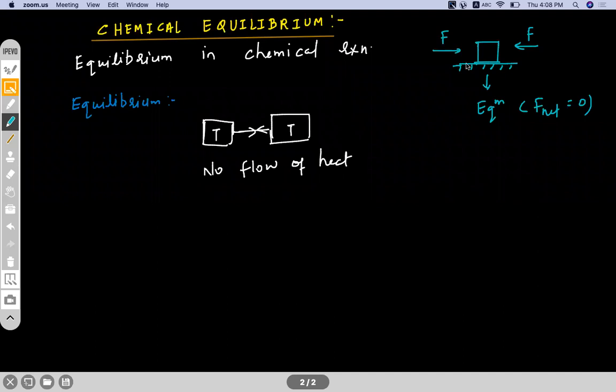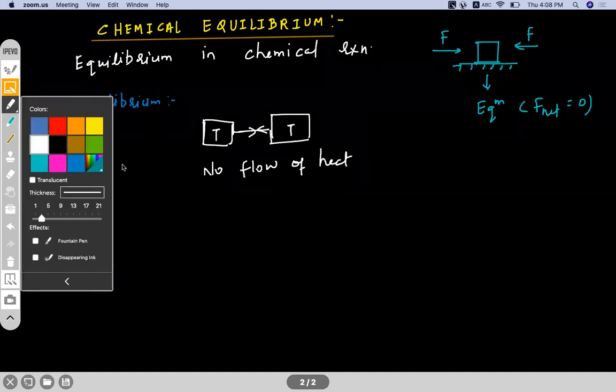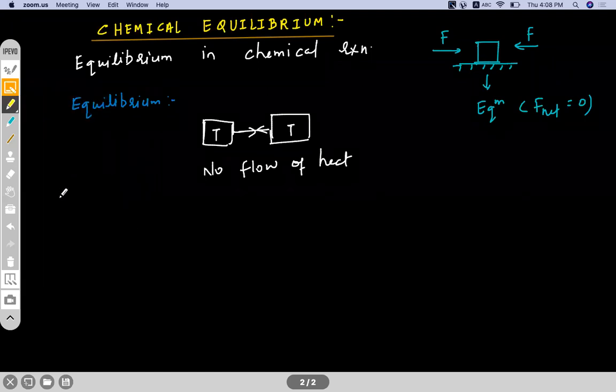Right. So anyway, you know what equilibrium is, but we need to understand all these terms with respect to a chemical reaction. Before going into the chemical reaction, let me tell you, there are two types of equilibrium also. Two types of equilibrium.